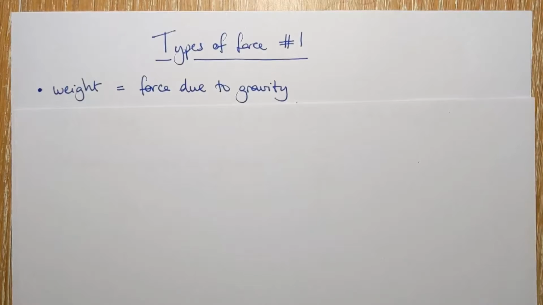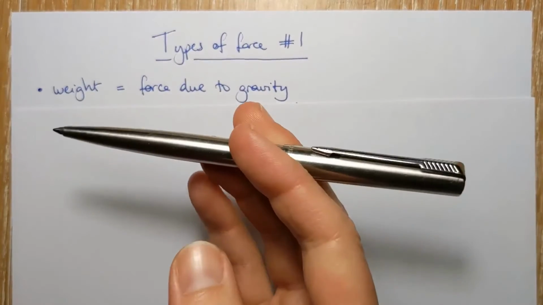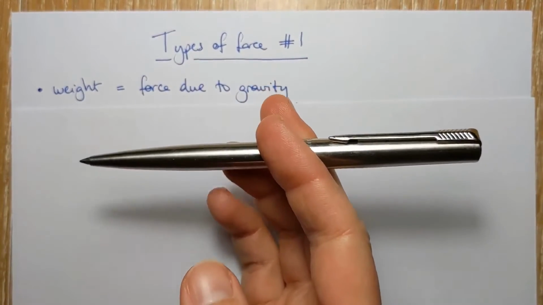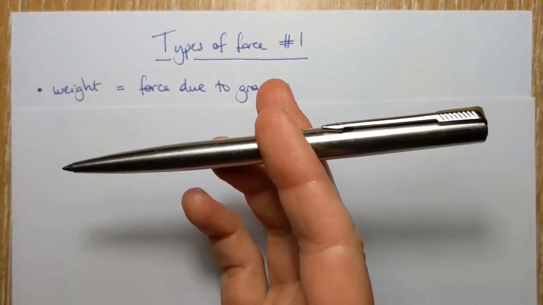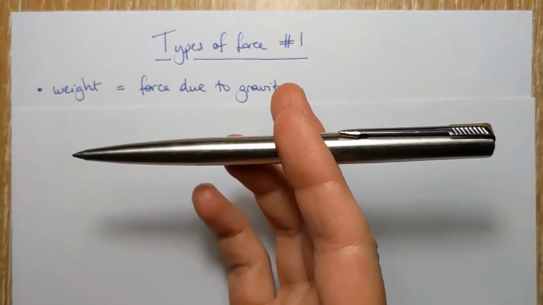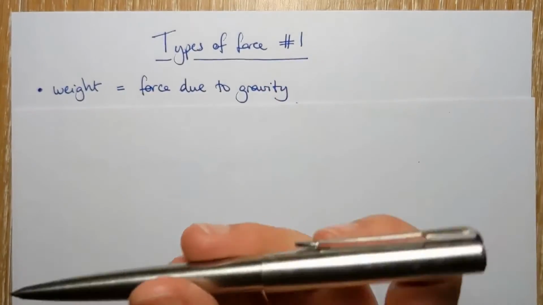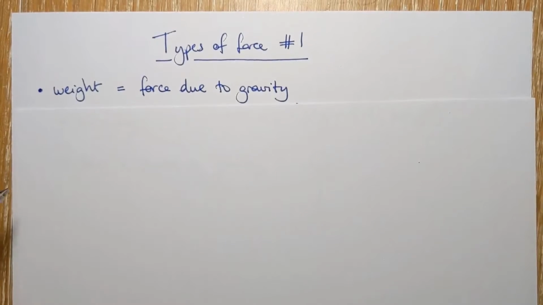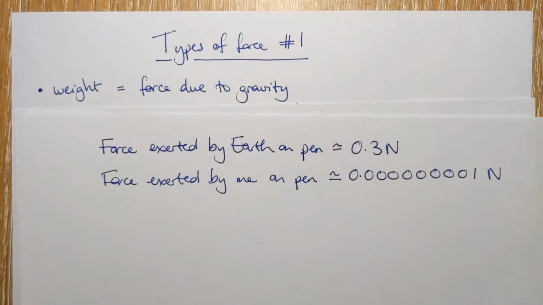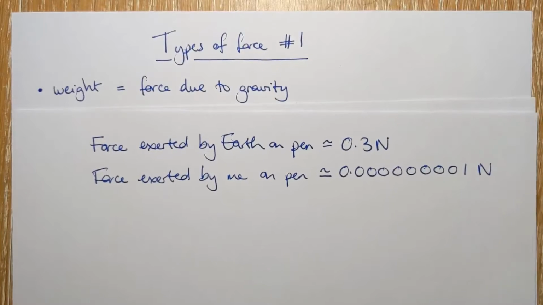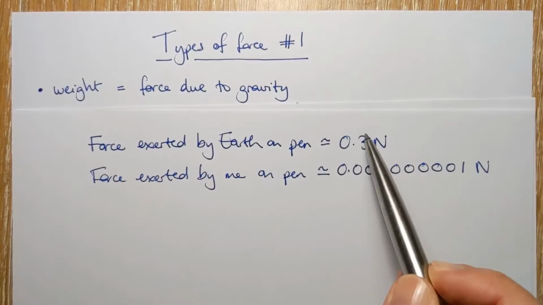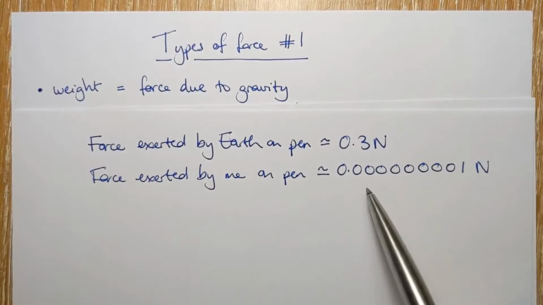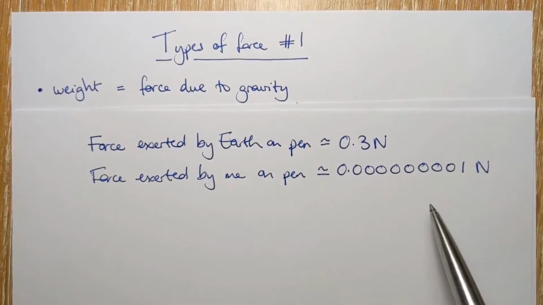Now, all objects with mass exert gravitational forces on all other objects with mass. So the Earth exerts a gravitational force on my pen, and the pen exerts a gravitational force back on the Earth. But I also exert a gravitational force on my pen, and the pen exerts a gravitational force back on me. The important difference, though, is the size of these forces. Because the Earth's mass is so huge, the force that the Earth exerts on the pen is actually noticeable, whereas the force exerted by me on the pen is negligible.